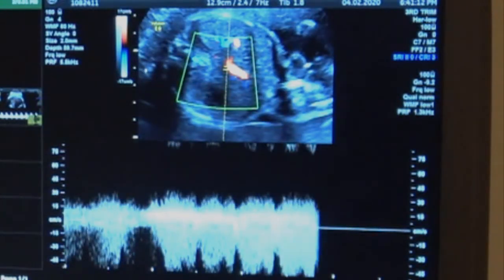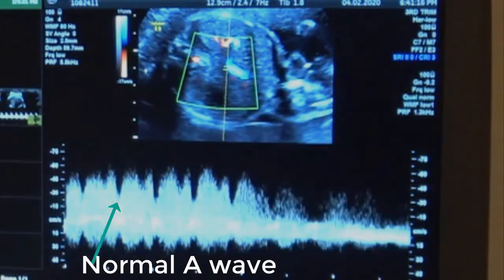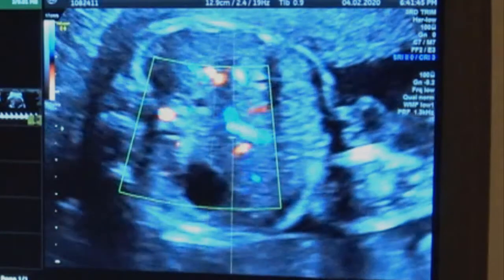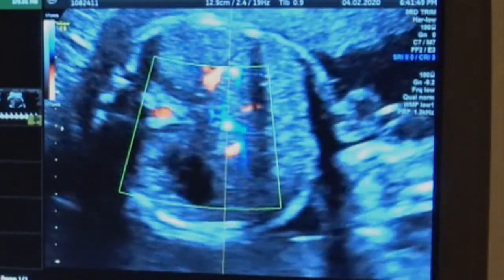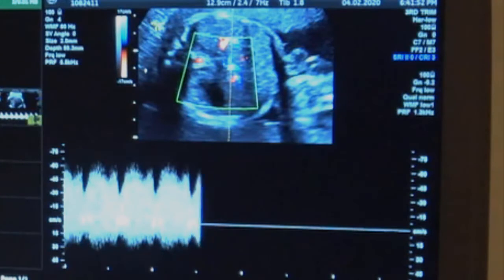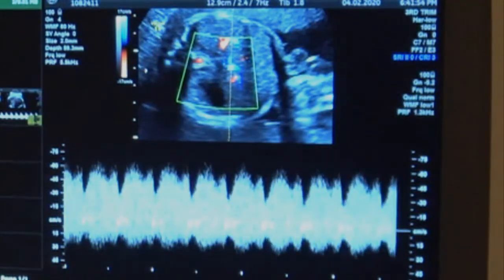Can you ever really see it in coronal? Yeah, coronal is the best. There, see it? It doesn't even look like a vessel, it just looks like mess. That's it. Yes, it's not the greatest.